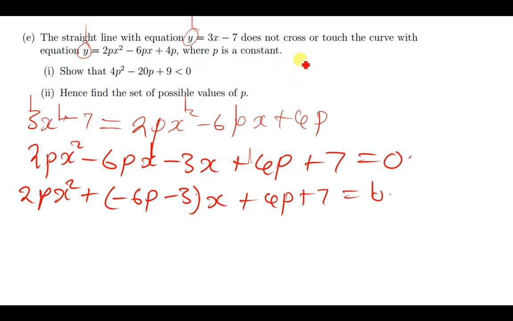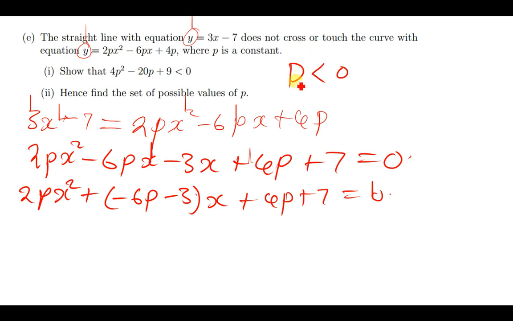Hence the equation has no real roots. So if it has no real roots, this simply means that it has no real solutions in this case. So if it has no real solutions, it means that the discriminant is going to be less than 0, not greater than. It's going to be less than 0.